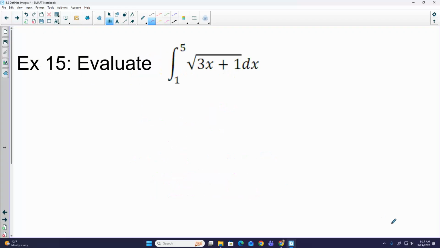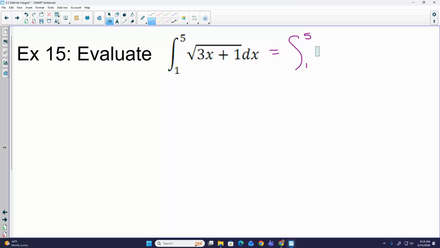I want you guys to try this one. You remembered that a square root is just a 1/2 power. So when we do the antiderivative, inside will stay the same. Add 1 to the power, so that would be 3/2, which means there must be a 2/3 in front.